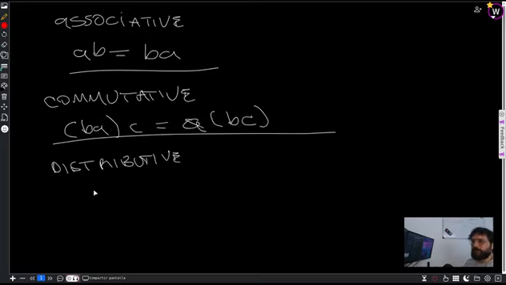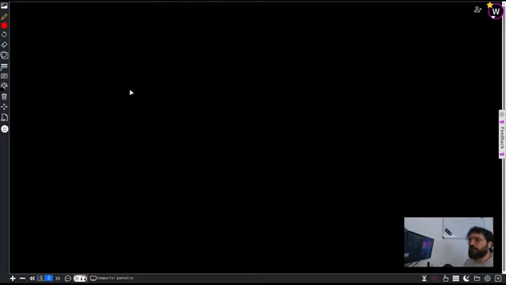What this means is that if we have something like b plus c times a, we can also express this as a times b plus a times c. Another rule that we have to be aware of is the multiplication by 1, which is that 1 times a is a, and by 0, 0 times a is 0.